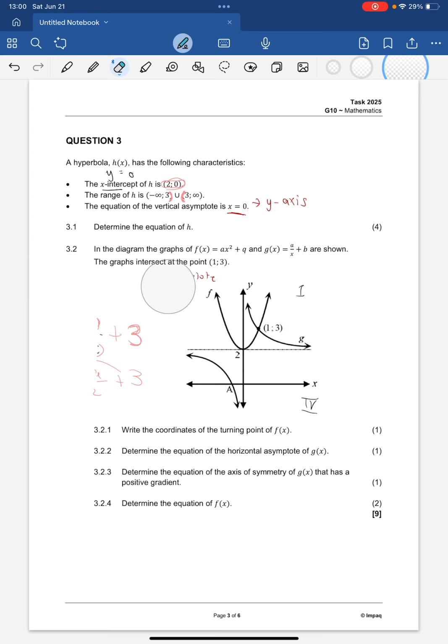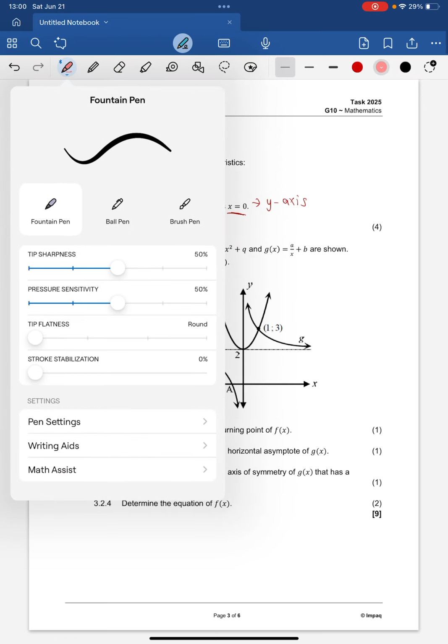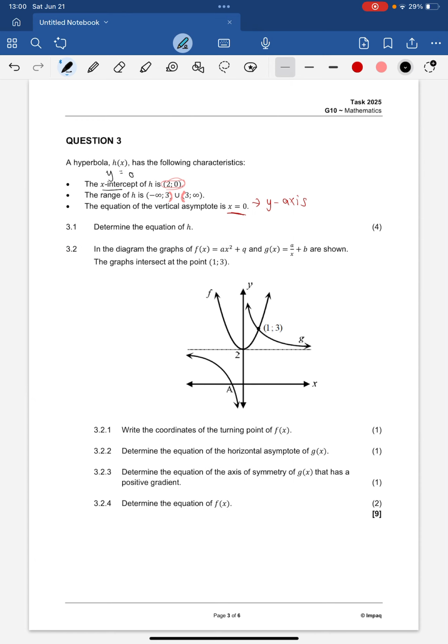Next thing says, in the diagram, the graphs of f of x is equal to ax squared plus q and g of x is equal to a over x plus b are shown. The graphs intersect at the point (1, 3). Write down the coordinates of the turning points of f.